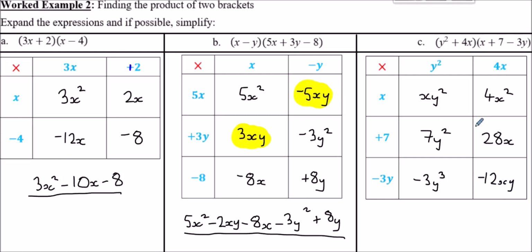And that can't be simplified in any way. And so there's no simpler way of doing that than to just write out all of these terms as they are in a line. So we have, again, like we did before, xy squared plus 7y squared minus 3y cubed plus 4x squared plus 28x minus 12xy.